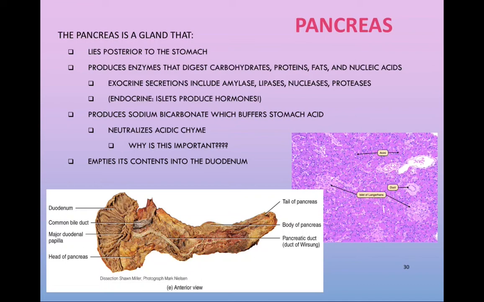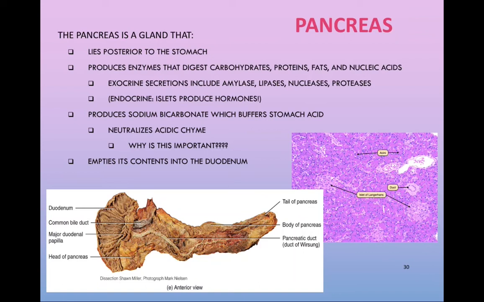So we are now going to put a bookmark in the components of the alimentary canal and make a transition into the accessory structures of the digestive system. The three accessory organs that we are going to discuss are the pancreas, the liver, and the gallbladder. The pancreas is in fact my favorite organ of all.